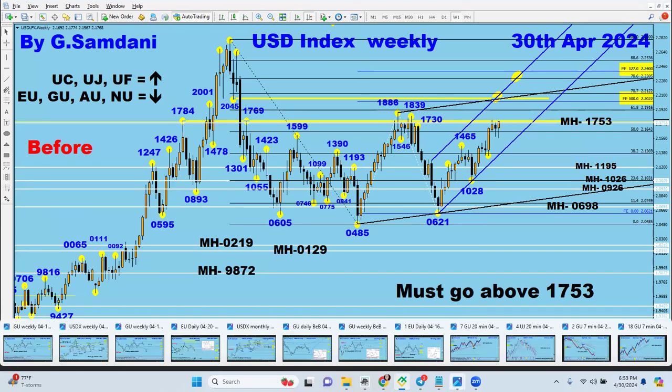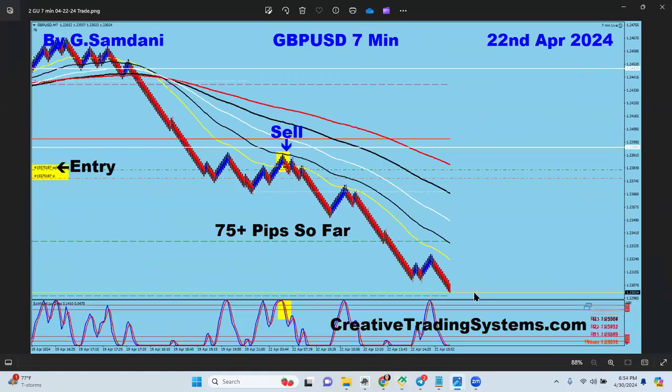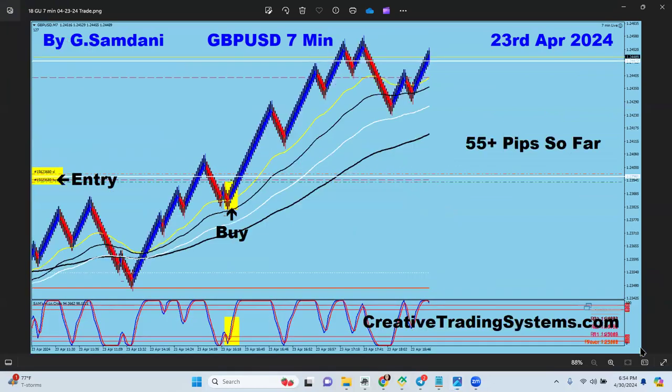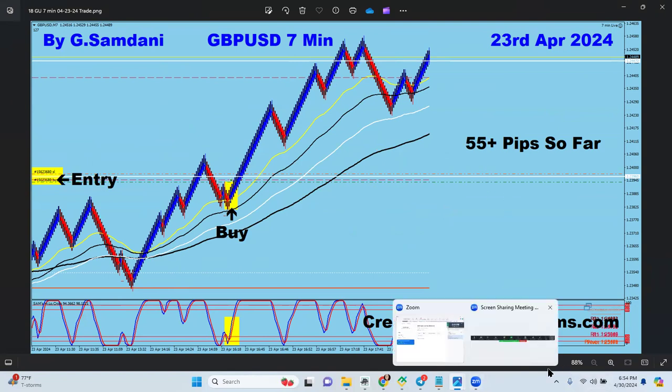Let me show you Pound USD when it was dropping because the USD was getting strong first. This is what happened. Pound USD short, and I said, okay, let me go short 75 pips. Then again Pound USD started to get weaker. This was on the 23rd. It started to go to the upside from the 7-minute chart. I got an entry here, and that's 55 pips. Then again, flip flop, again and again.